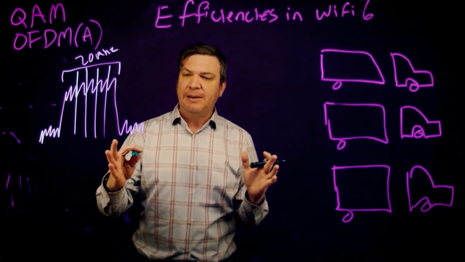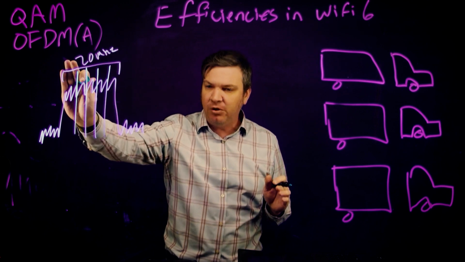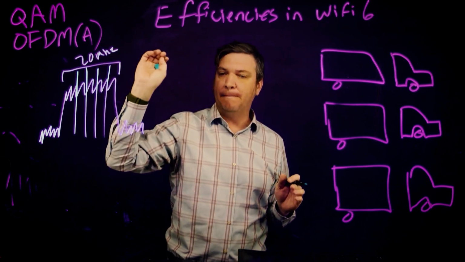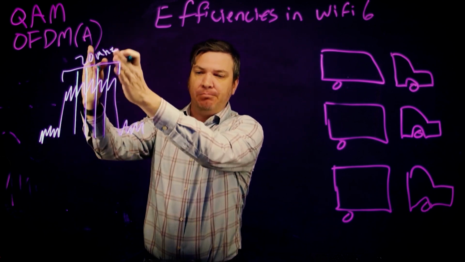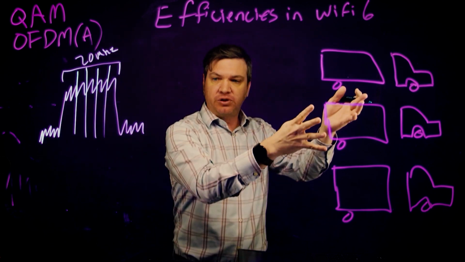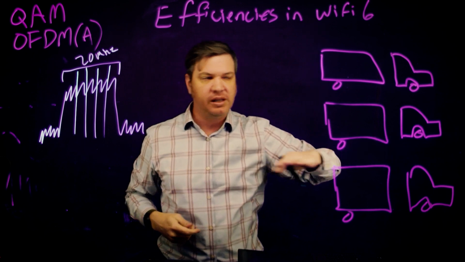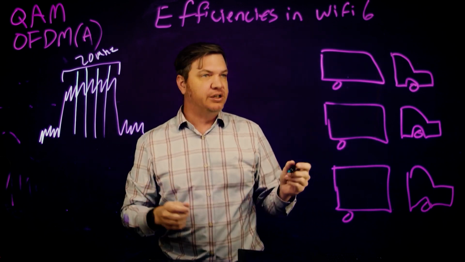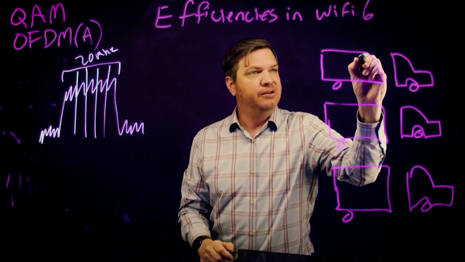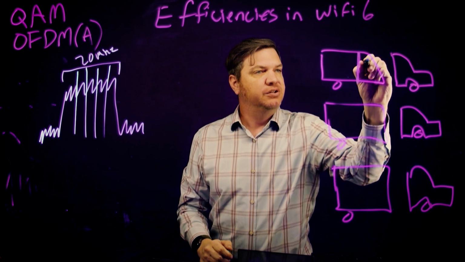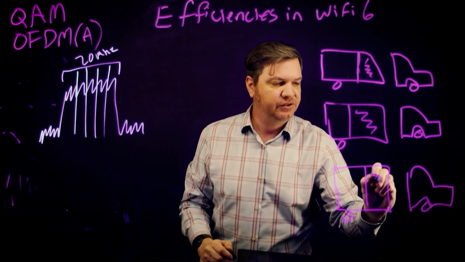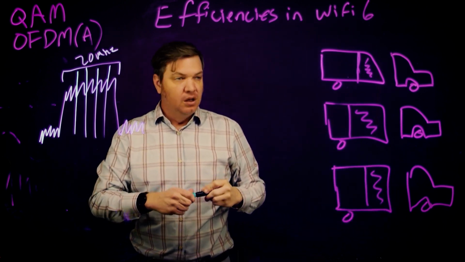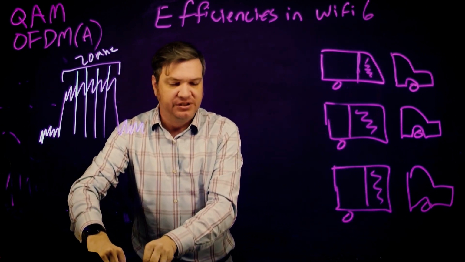So now with OFDM, with orthogonal frequency division multiplexing, we're actually able to take this single lane highway and break it up into carriers or trucks, right? So now these trucks have their own lanes, which is good, right? Because now I can put some data in this truck, some data in this truck, and some data in this truck. And that's great. It gives us some efficiencies.